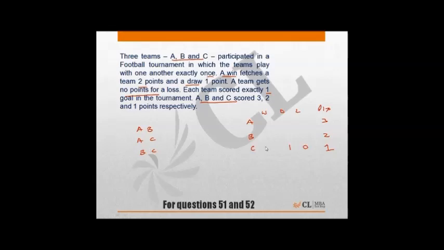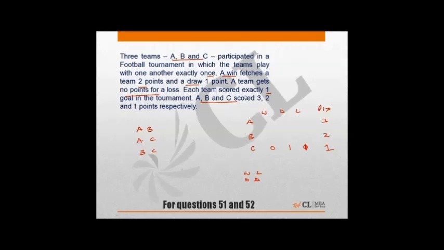Now if C has scored only 1 point, that means it has drawn 1 match and lost 1 match. I am sorry, I made a mistake out here. It has lost 1 match and drawn 1 match. B has got 2 points. To get 2 points, it needs to have a win and a loss, or it needs to have a draw and a draw. What about A?